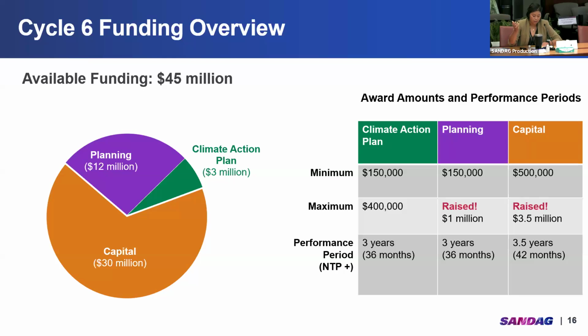The table on the right includes the minimum and maximum award amounts for each project category and their associated performance period as required under board policy. We noted in red here the raised amounts for maximum caps for planning and capital, which Stacey talked about earlier. Those were raised as a result of feedback we got from working groups and jurisdictional staff.